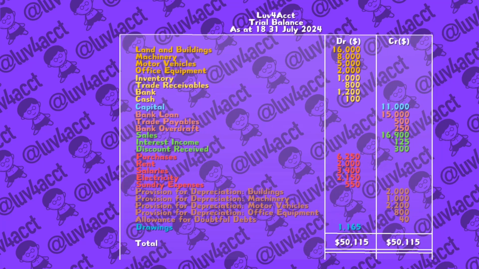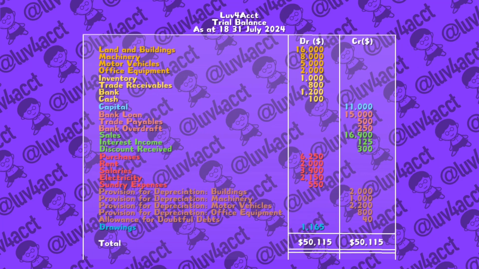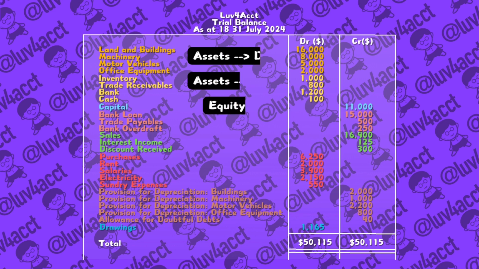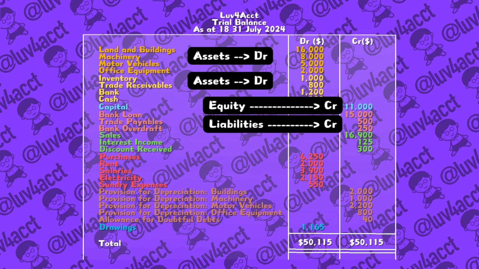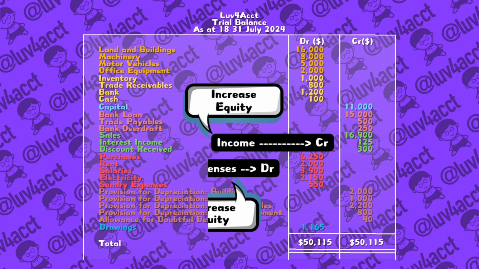The proper preparation of the trial balance depends on whether we can correctly determine which side the accounts belong to. From our last lesson, we already know that assets are debit accounts, while equity and liabilities are credit accounts. Income increases equity, so they are credit accounts. Expenses reduce equity, so they are debit accounts, as they are opposite to equity.